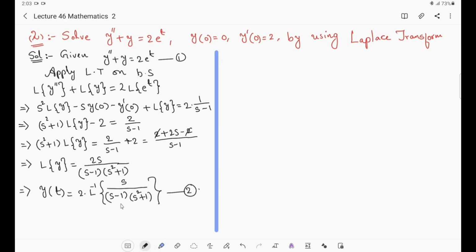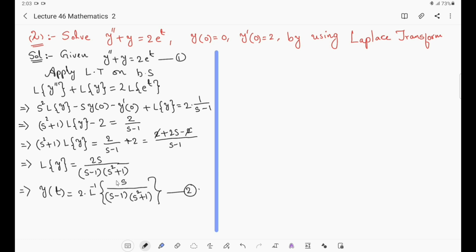Now we have to solve this Laplace inverse transform. We have to find the value of this. Once we get the value of this, we will get y of t, right? So for finding the value of this Laplace inverse transform, I am going to use the convolution theorem. For applying the convolution theorem, here how many functions are there?